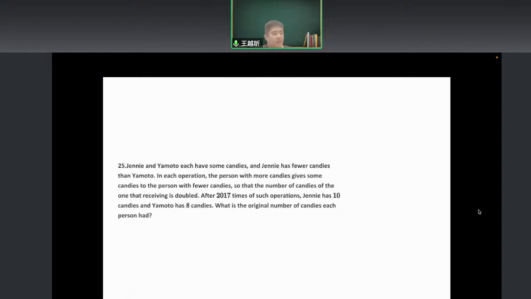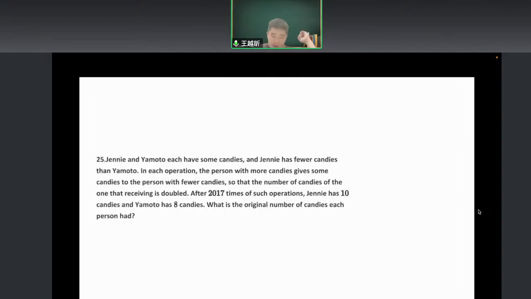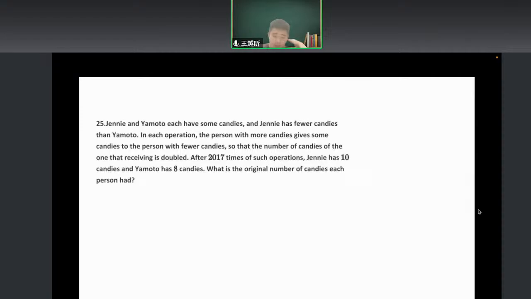Okay, so we move on to the last question. This is the last question in the P3 paper. This one we can work backwards. You need to do some enumeration to find the pattern. This is basically a pattern. After 2017, Jenny has 10 and Yamato has 8.